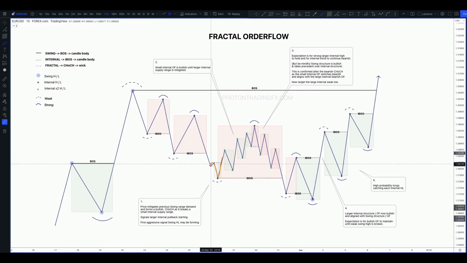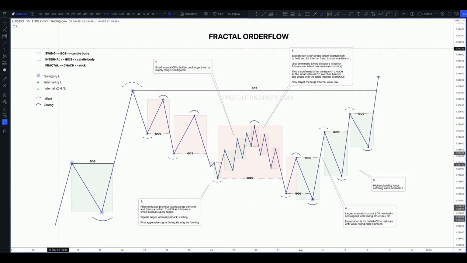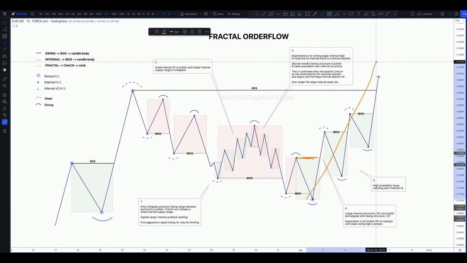So what do I mean by that? That CHoCH here means we're going to get that pullback. That CHoCH there means now the pullback's over and we're going to get that run, right? Because CHoCH signals the internal swings. The IBOSes signal the swings, right? So when we get that bullish IBOS there, that signals that the swing pullback is over and the next swing pro-trend run is going to go, right? And that's the way you can think about it.